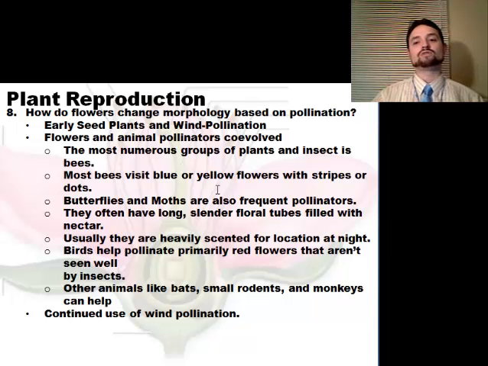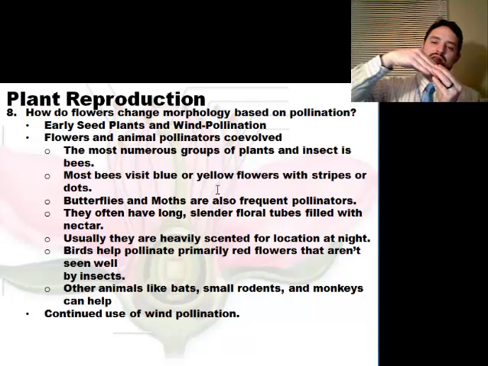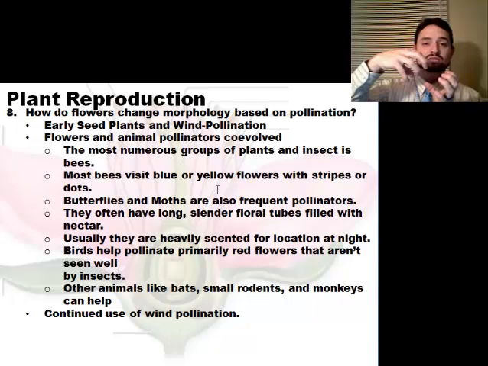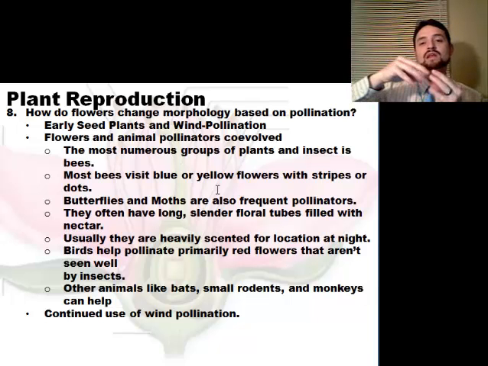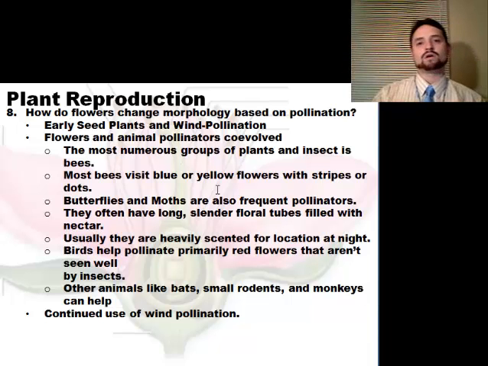Butterflies and moths are also frequent pollinators. They often have long cylinder floral tubes filled with nectar because that's what they're coming to get from the plant, and they have these big sucking mouth parts to get down in that flower and suck that nectar out. So the flower has adapted these long tubes so that the butterfly actually has to land and get down in that flower to get that nectar out. If it's not very deep, then it could possibly suck the nectar out without ever hitting the anther or the stigma. So there's been an evolutionary adaptation of creating that longer tube so that they have to get down in that flower and thus transfer the pollen.